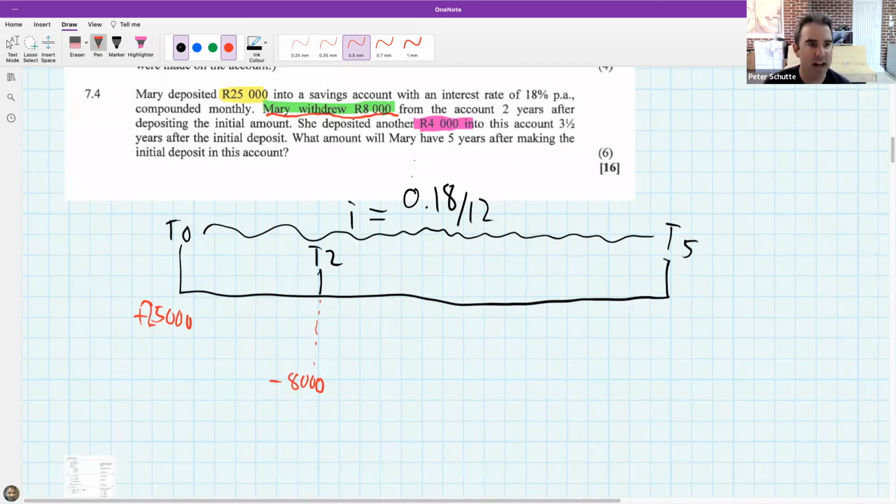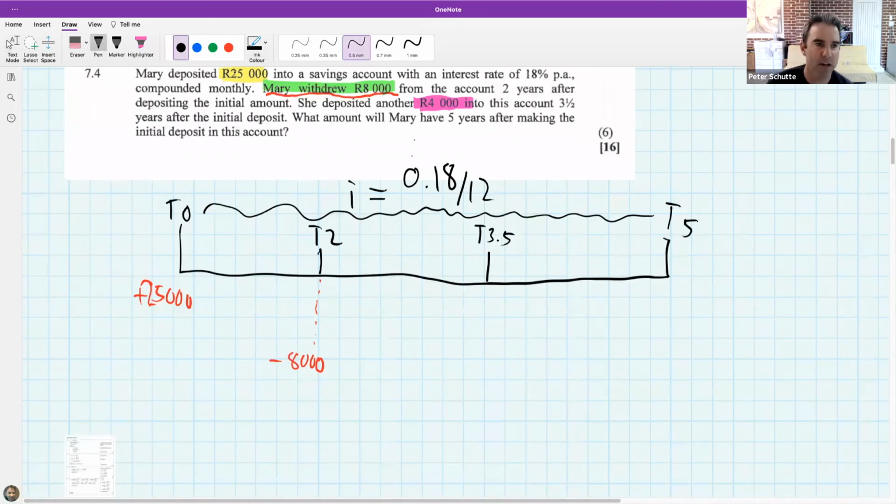And then if I look at it, she deposited another 4,000 into the account after 3.5 years, would you agree with me? This is T 3.5. And then I'm going to put another dotted line. This is just the way I do it. And I'm going to say plus 4,000.